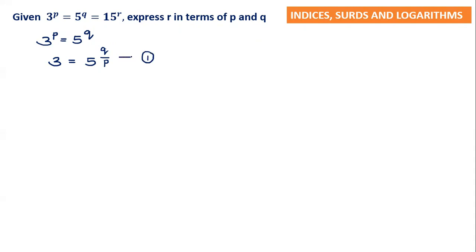Okay, done. So I'm going to take the second one over here, and I'm going to break this one. So this one is 5 power Q equals 15 with the power R. Okay, 5 power Q. Class, 15 we can break into 3 times 5. Okay, 15 can be 3 times 5.